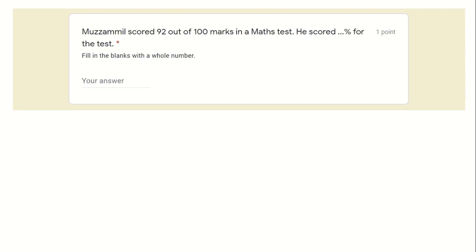The first question: Muzamil scored 92 out of 100 marks in a math test. He scored ___ percent for the test. From this information, we can write it in fraction form as 92 out of 100. Because the denominator is already 100, we can directly write it in percentage form, which is 92%. So he scored 92% for the test.